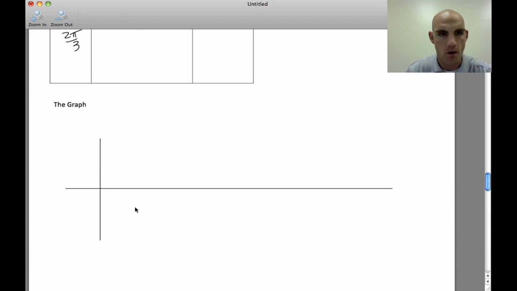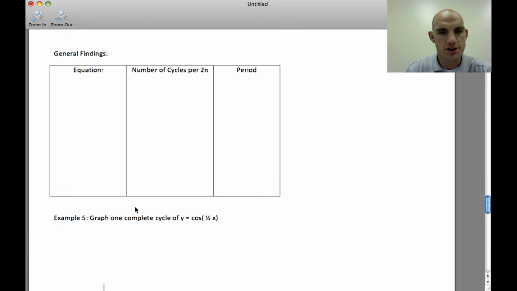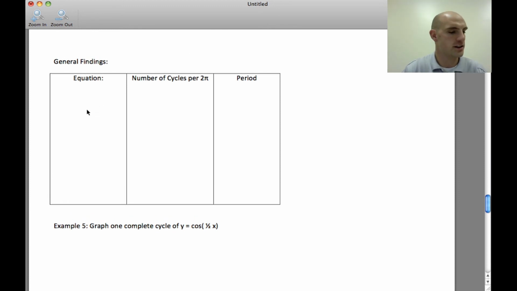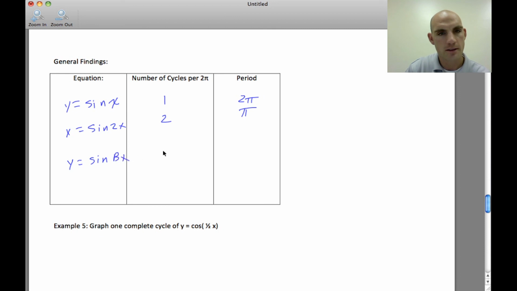Okay? So, in general findings, if we have equations here, y equals sine of x, and y equals sine of 2x. Okay? We have number of cycles per 2 pi. This was 1. Now this was 2. So the period was 2 pi. The period here was pi. So in general, if we have y is equal to sine of b times x, the number of cycles is going to be b. So it's going to be 2 pi over b is going to give us the period.